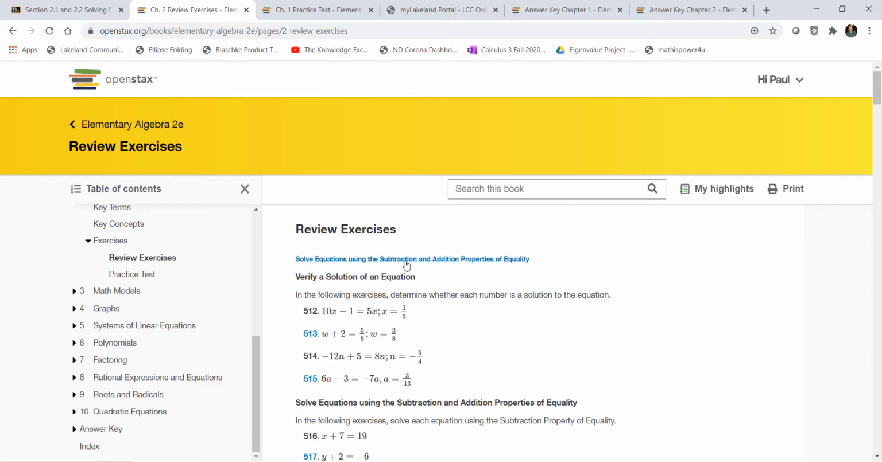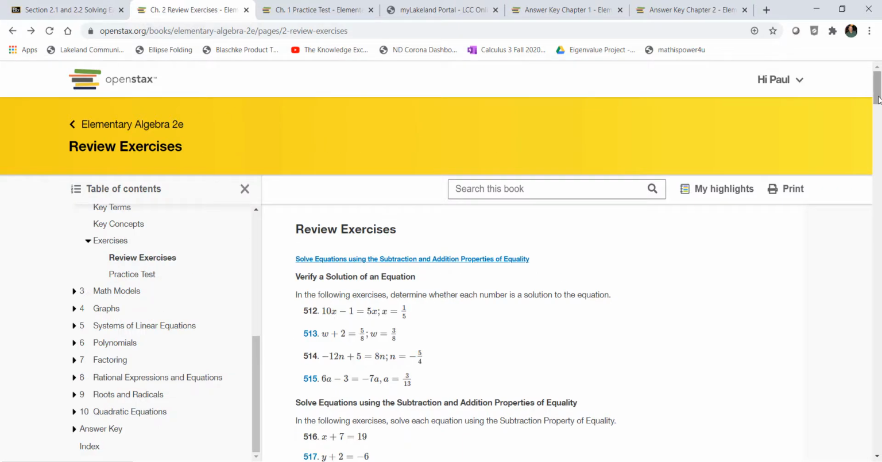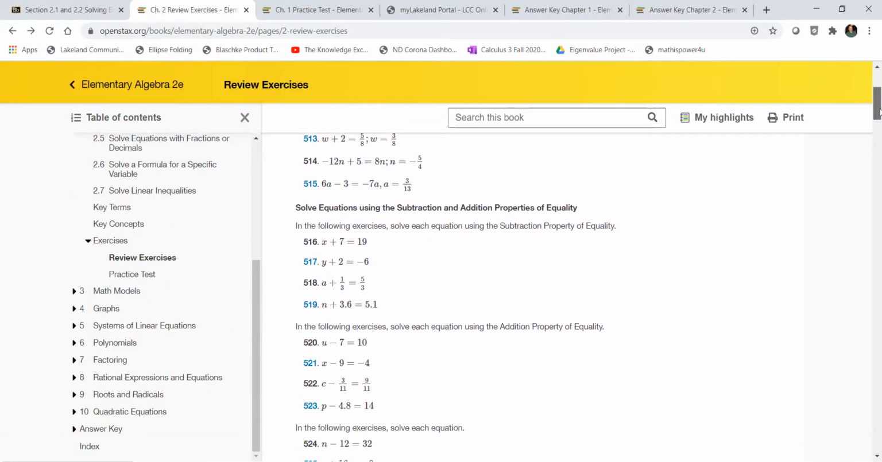And notice there are links all over the place. If I click it, it'll take me right back to the section where I would have learned about that. I can use that back button. Try number 15. Now try number 17. 517. Solve this equation. So you'll add -2 to both sides, right? Or subtract 2, depending how you think about it.